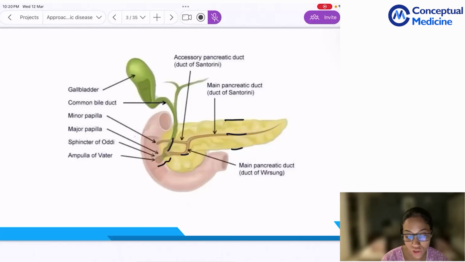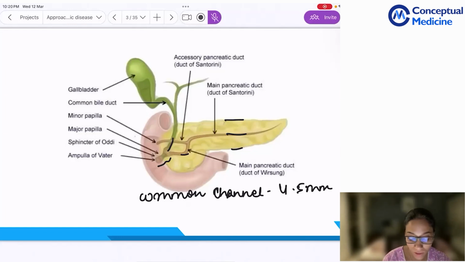First, you have a small channel which is produced, about 4.5 millimeters around, which you can call the common channel. As the common channel progresses beyond 4.5 millimeters, it opens into the second part of your duodenum, that is your papilla. That is what you can see in D2 when you do an endoscopy, the ampulla.